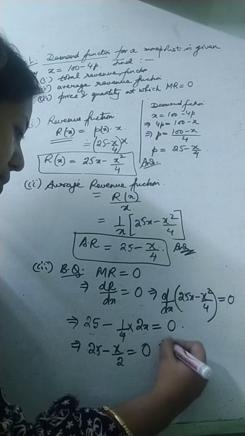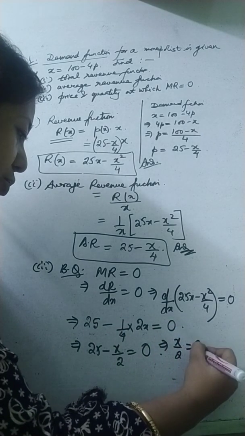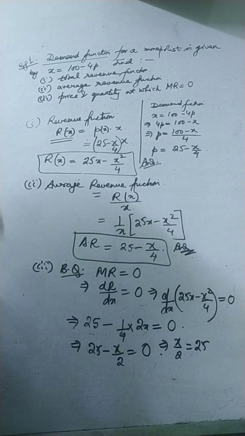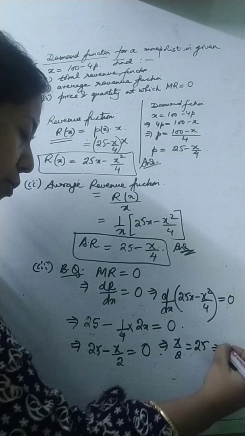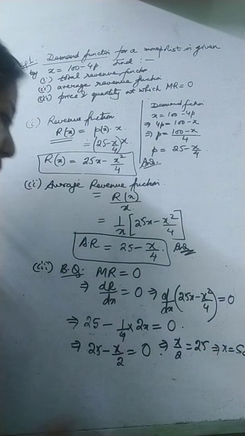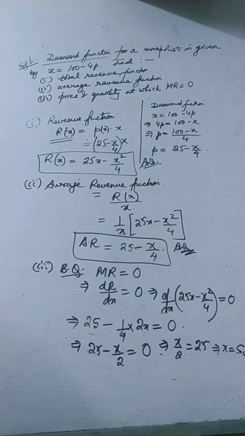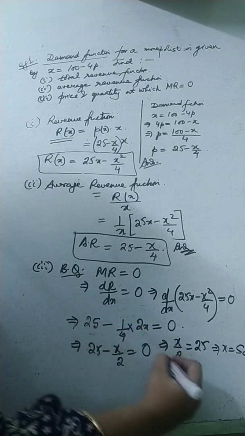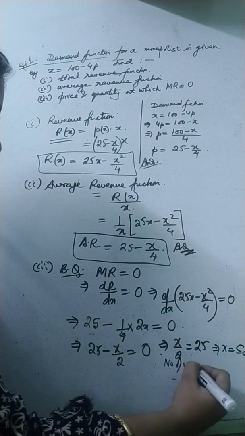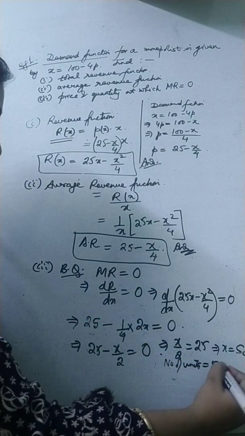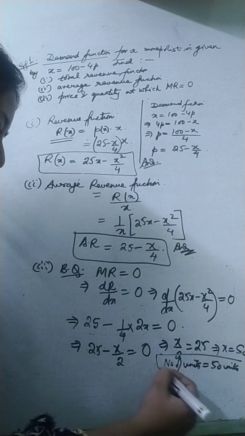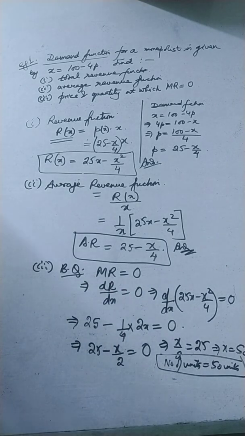So this means x by 2 is your 25. Can you see? Yes, you can see how far. Okay, so therefore x is equal to 50. 50 is what? 50 units. So you will mention over here that the number of units is equal to 50 units. Okay, this will be your answer.